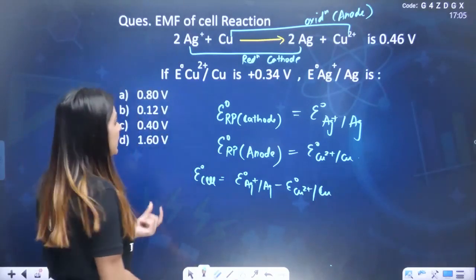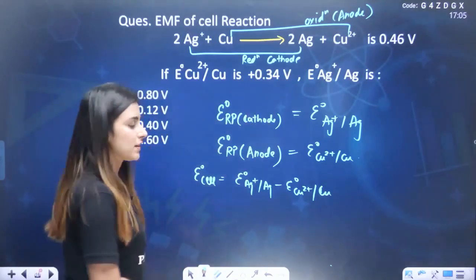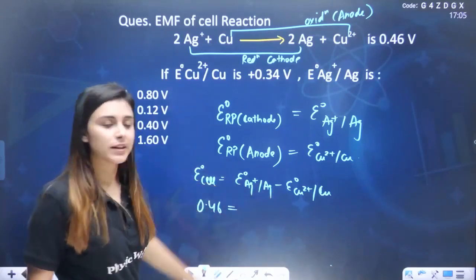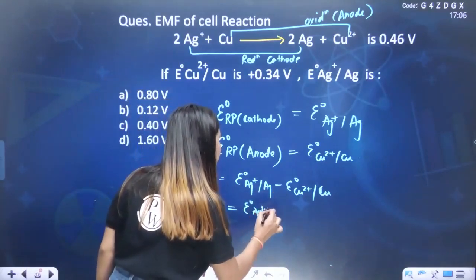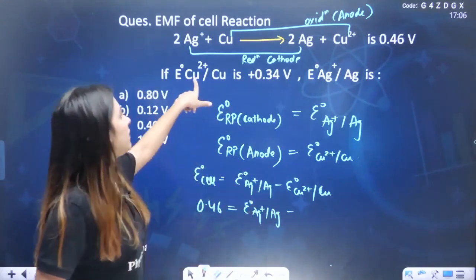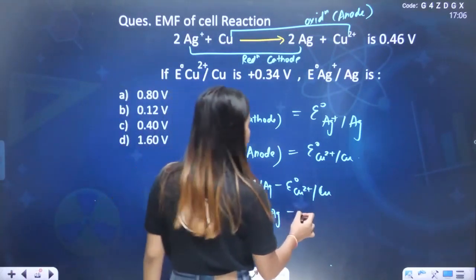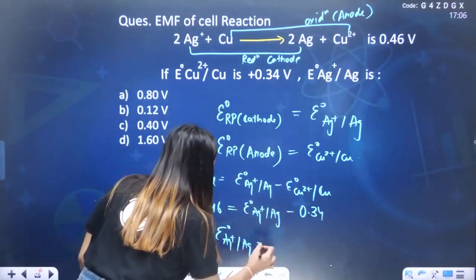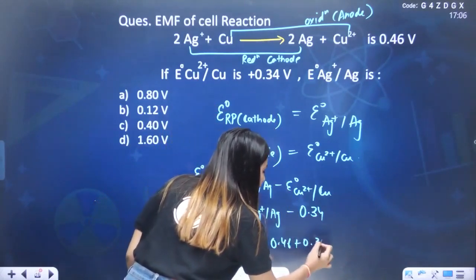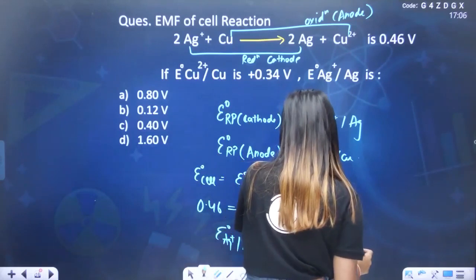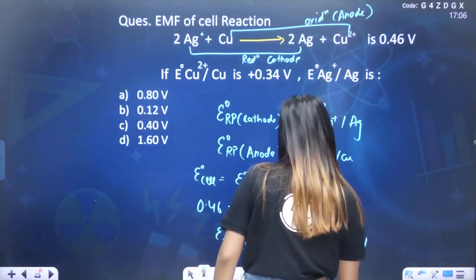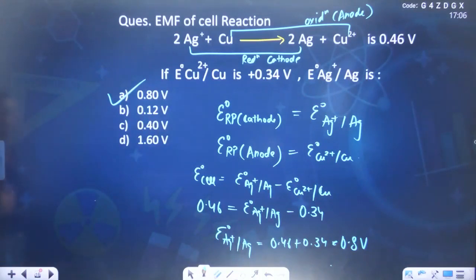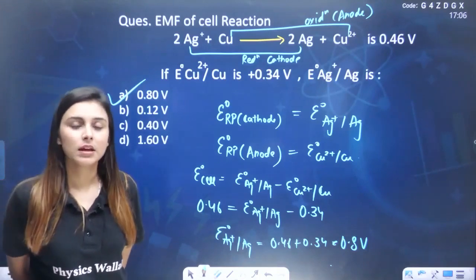Yes, perfect. Now E0 of cell is given to be 0.46. So this value is given to be 0.46. If you talk about Ag plus to Ag, you need to calculate this. So this would be E0 of Ag plus to Ag minus E0 value of Cu 2 plus to Cu. Are you given it? Yes ma'am, it is 0.34. So E0 of Ag plus to Ag will be equal to 0.46 plus 0.34. So 0.8 volt will be your correct answer. So 0.8 volt, that is option A, will be your correct answer. I hope you are clear with this.